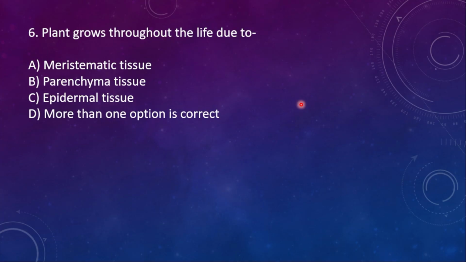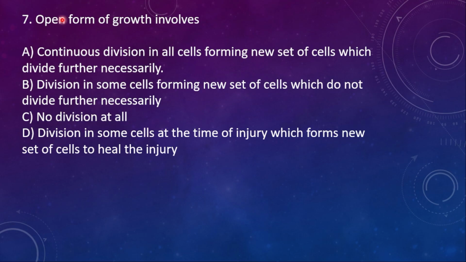Next question, question number 6. Plant grows throughout the life due to: A, meristematic tissue; B, parenchyma tissue; C, epidermal tissue; D, more than one option is correct. So here the right option is A, meristematic tissue. Due to the presence of meristematic tissue, plants grow continuously throughout their life because meristematic tissue is present both in the root and in the tips of the shoot, which are responsible for the growth and development of the plant.